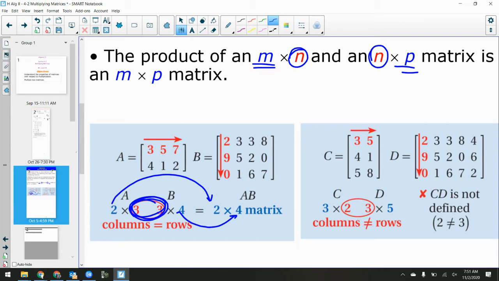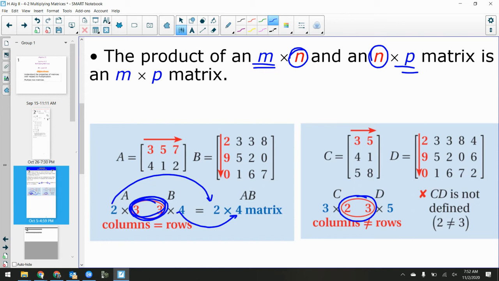Okay? So take a look here. We cannot multiply C times D because this is a 3-row, 2-column matrix times a 3-row, 5-column matrix. These cannot be multiplied because these numbers are not the same. I don't care that they have matching number of rows. That doesn't matter. I only care about the fact that the number of columns in A has to match the number of rows in B.